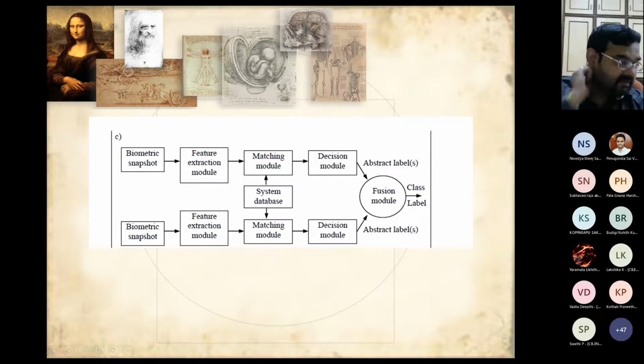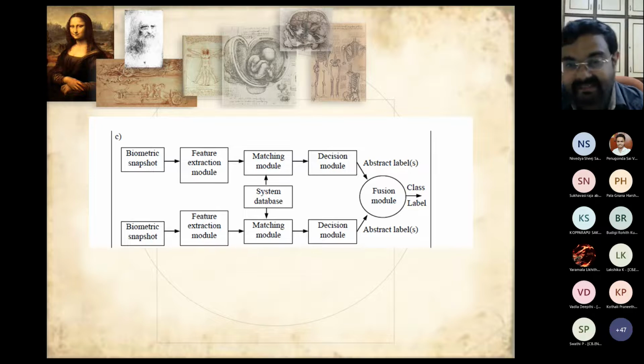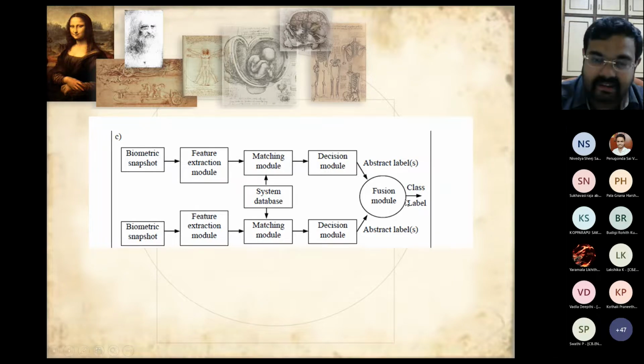Finally, the fusion can also happen at another level where things are all happening separately. The fingerprint decision is given, the iris decision is given, and both decisions have to be 1 and 1. Only then you get the fusion. So these are methods to combine the biometrics.